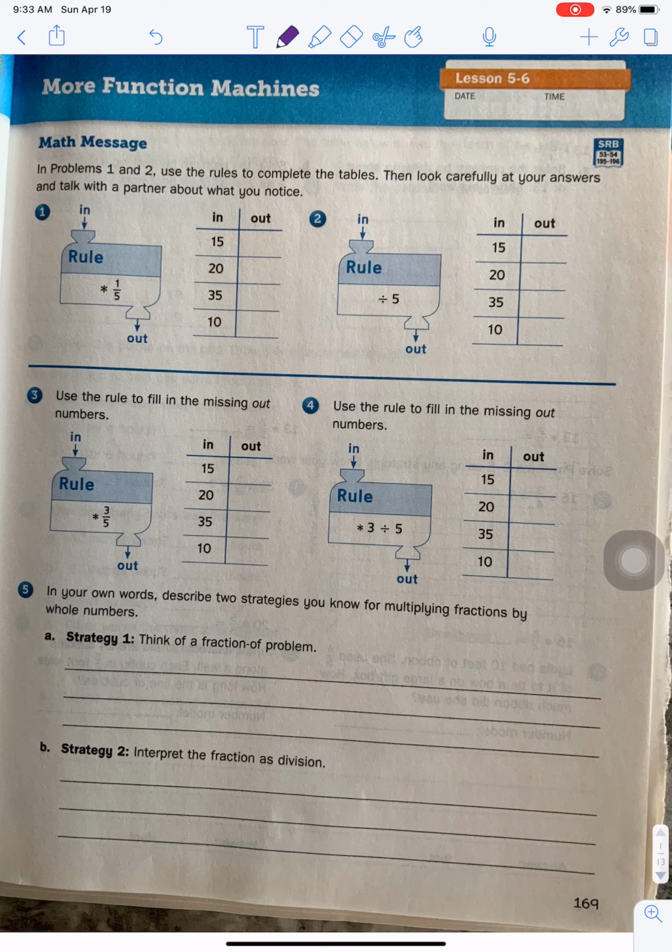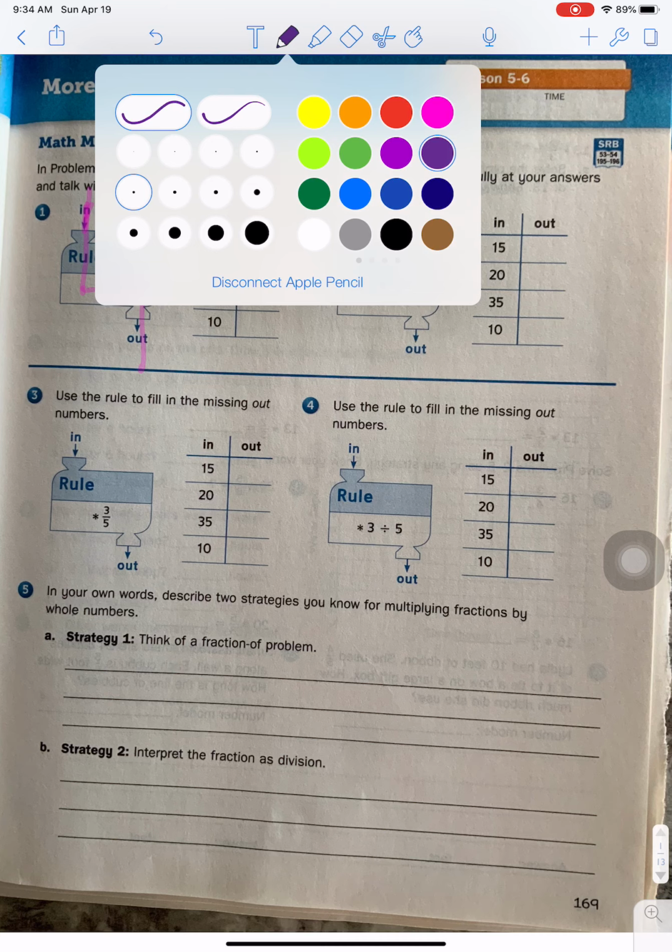Hey everyone, for today's lesson you'll need your math journal, page 169, 170, and then some scratch paper. We're going to take a look at these function machines of putting in something through the top, and then we are going to take a look at the rule times 1/5, and then what will the number change to and come out as. So we're going to take a look at this first one.